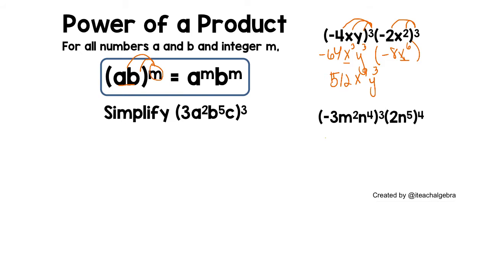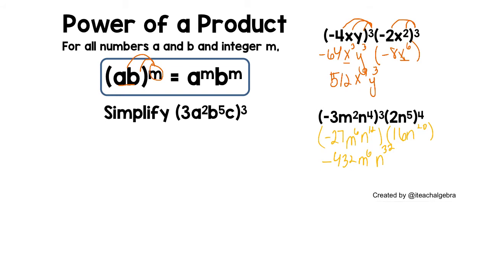Negative 3 cubed is negative 27. M squared cubed, m to the 6th. N to the 4th cubed, n to the 12th. And 2 to the 4th power. 2 times 2 is 4. 4 times 4 is 16. N to the 20th. Now we multiply bases. Negative 27 times 16 is negative 432. M to the 6th stays. N to the 12th times n to the 20th is n to the 32nd.